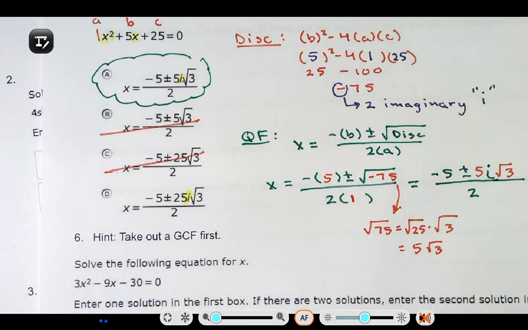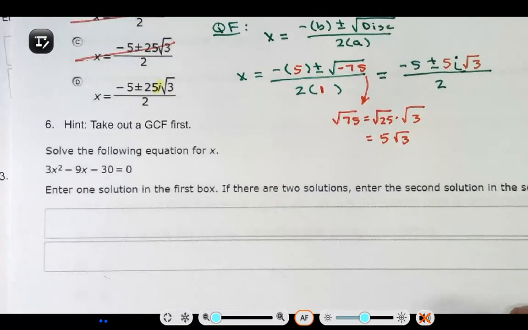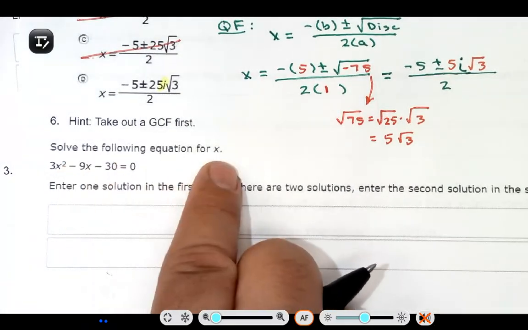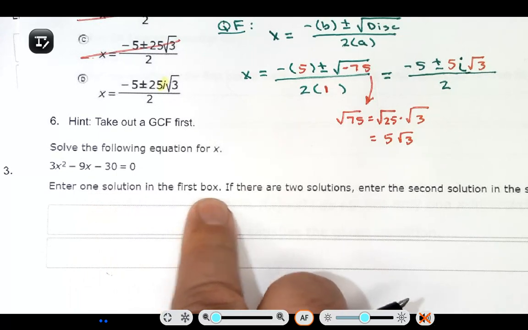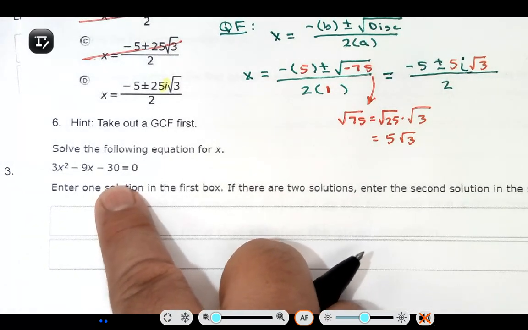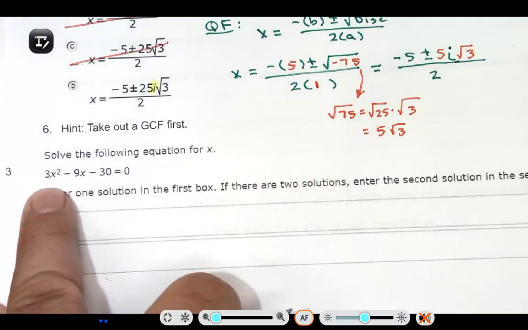All right, let's look at number 6, last one on this page. Now they do give us a hint. They said, hint, take out the GCF first. Solve the following equation for x. Enter one solution in the first box, enter a second if necessary. All right, but we do have a quadratic. All right, so here's my quadratic. Now, it does have two x's.